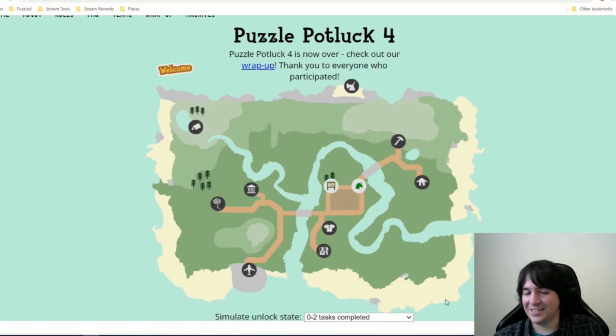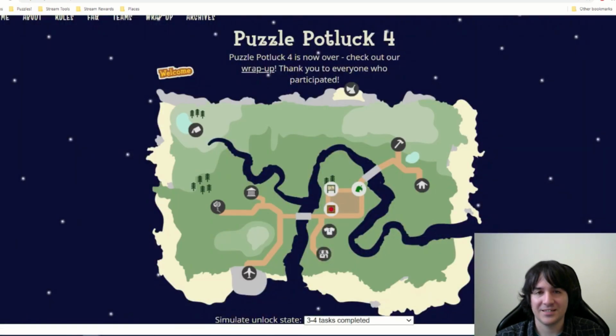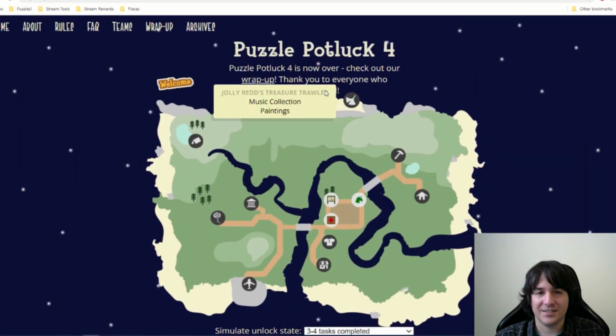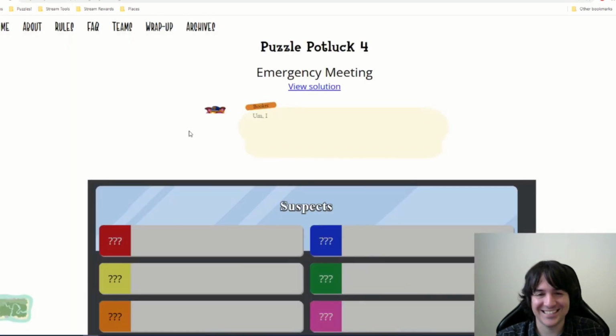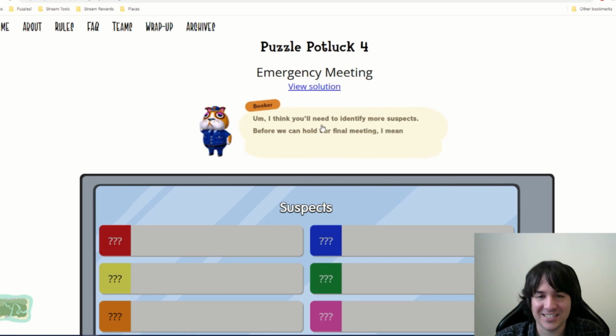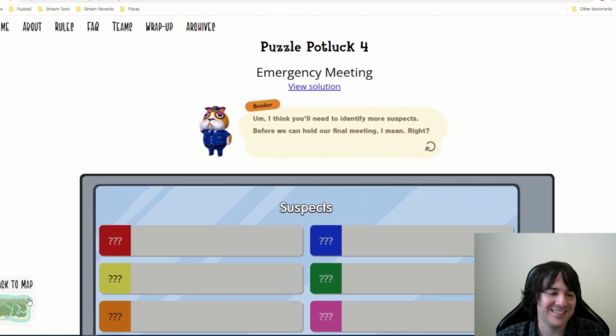All right, let's check what happens when we've completed our third task. We have our simulate unlock state bar down here. I'm gonna toggle the next layer. Okay, we are in space. We have a new emergency meeting. I think you'll need to identify more suspects before we can hold our final meeting. I mean, right? Check resident services as well.